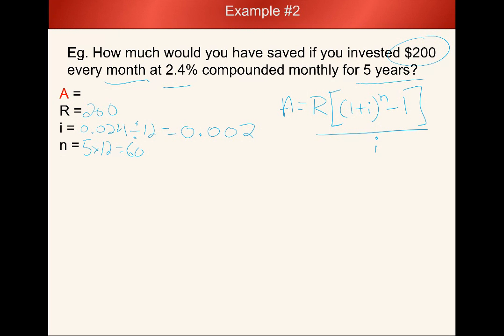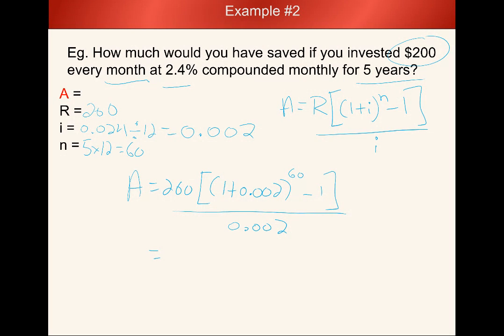Just for 5 years, $200 a month. I know it's probably a lot of money for most of us to save in a month and put in the bank, but if you could, this is what you could end up with in 5 years. So I'm going to finish down here. A equals 200. I'm going to sub all my numbers in. 1 plus 0.002 to the power of 60 this time, minus 1, all divided by 0.002. So I'm not going to write out the intermediate step this time. I'm just going to tell you what I'm doing.